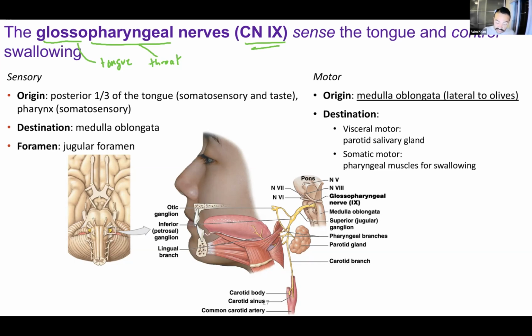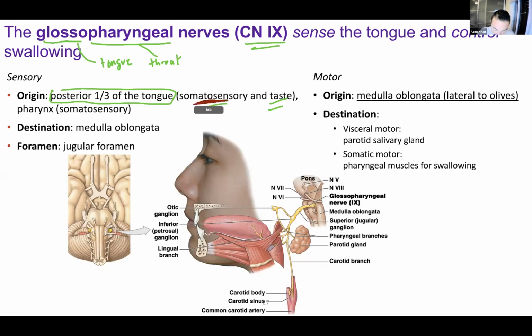The glossopharyngeal nerve also innervates the tongue, the posterior third of the tongue. Facial nerve was for anterior 2/3. Glossopharyngeal nerve is for the posterior third of the tongue, for both somatosensation and taste. Let's draw out each of those pathways.